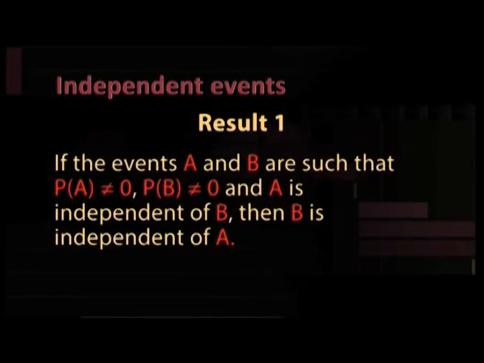Result 1. If the events A and B are such that probability of A is not equal to 0 and probability of B is not equal to 0, and A is independent of B, then B is independent of A. This result is proved as follows.